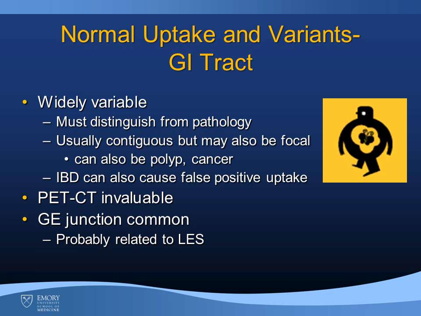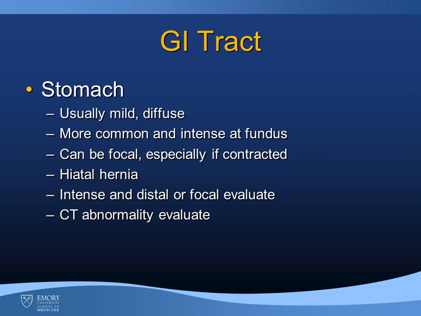So let's discuss the GI tract. GI tract activity is widely variable, and sometimes it's challenging to distinguish this from pathology. Normal GI tract activity is usually contiguous, but it could also be focal at times. But focal activity can also be seen from a polyp or cancer. Inflammatory bowel disease or other causes of colitis can also cause false positive uptake. Now, PET-CT is invaluable in this regard. And as we mentioned before, GE junction uptake is common and probably related to the lower esophageal sphincter.